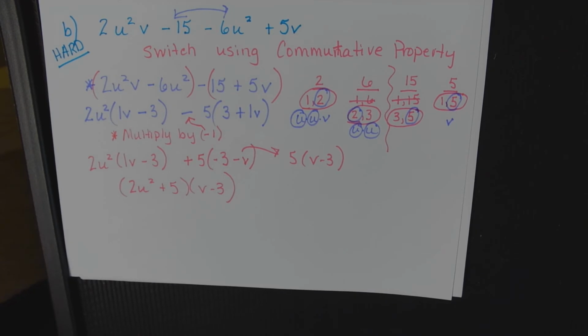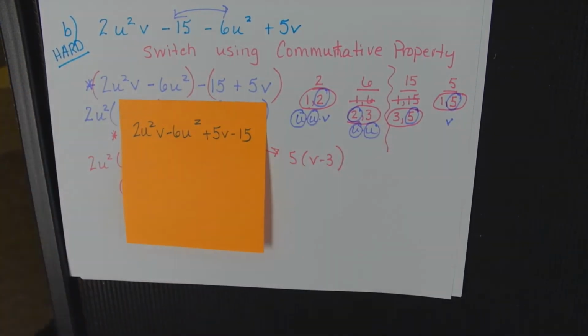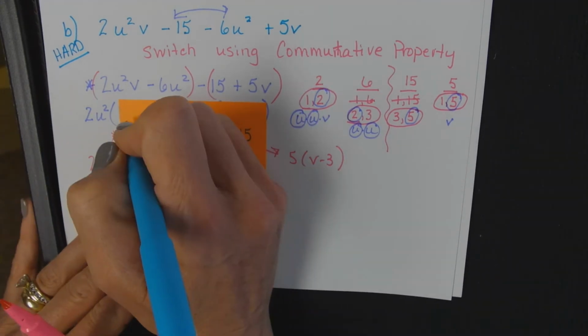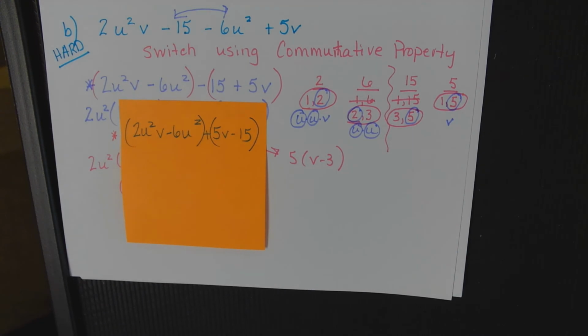Wrote it down wrong. Let's see. Real quick, did you get the same answer? Here's my mistake. So, yeah, I added an extra negative. That's how I knew I made a mistake.